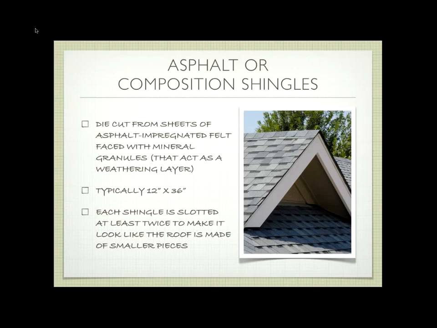Asphalt, or I call them composite shingles, composition shingles, are die cut from sheets of asphalt. So much like what we're looking at here, they take a sheet of this and they cut it, and they glue a couple of the sheets together such that it gives us a little bit of a texture that looks kind of like a shingle. How many people have this kind of roof at home?